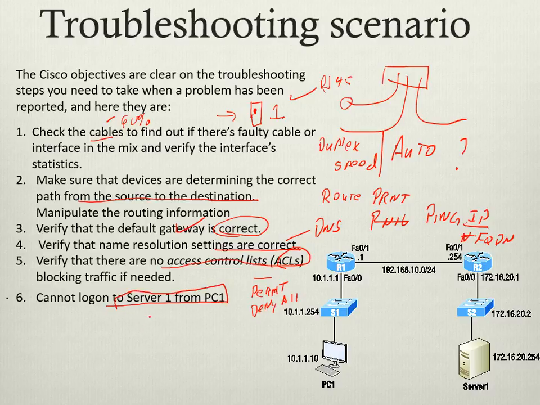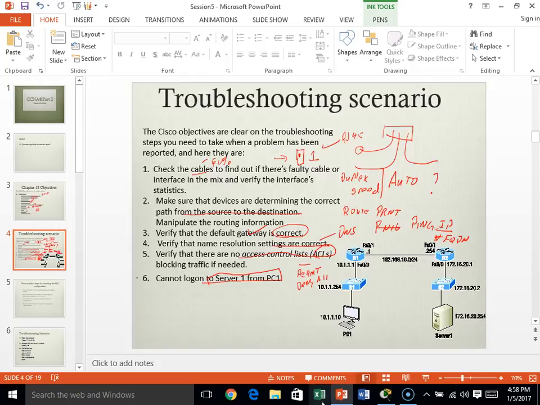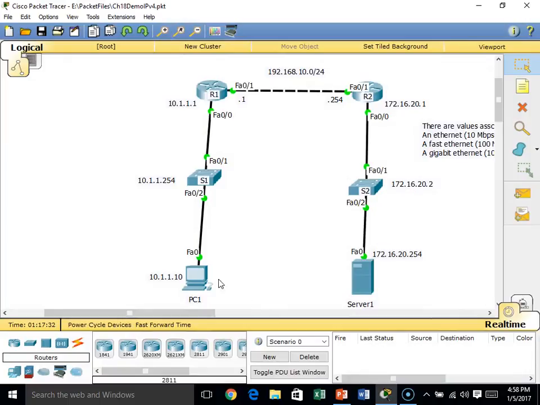Actually, it's worse than that. You can't contact server 1 from the PC, I believe. This is the infrastructure, and these are the devices. So let me keep those, and let me see if I can get my Packet Tracer going here. This is the same that we had here.